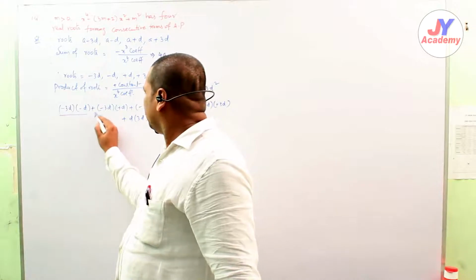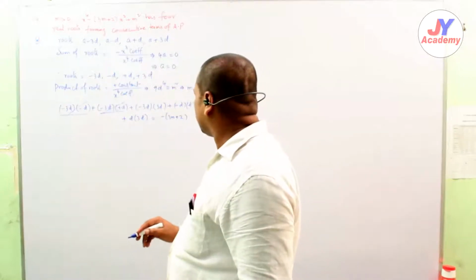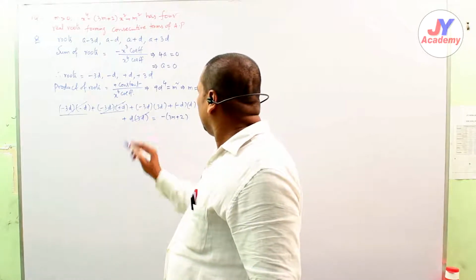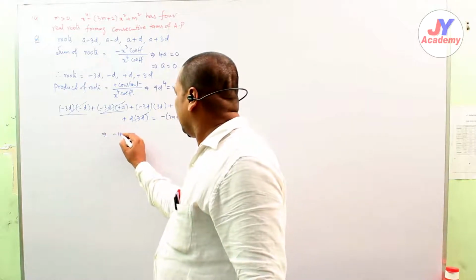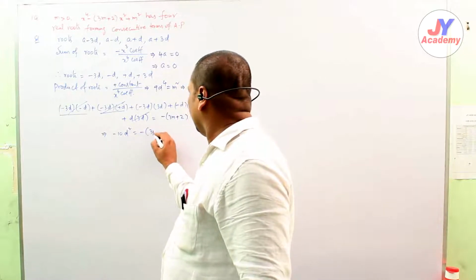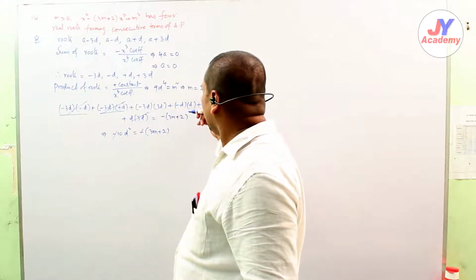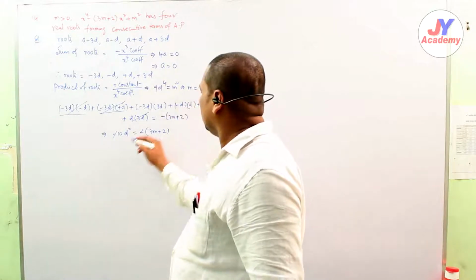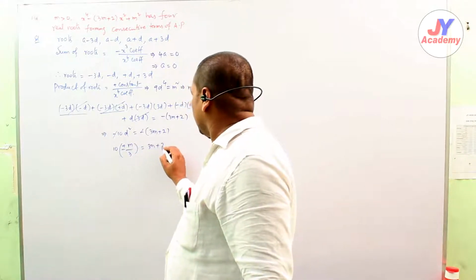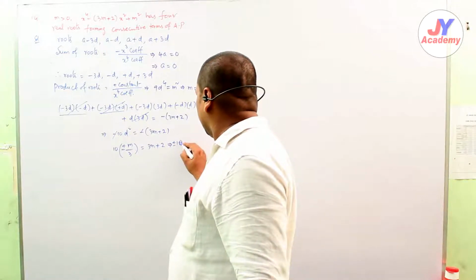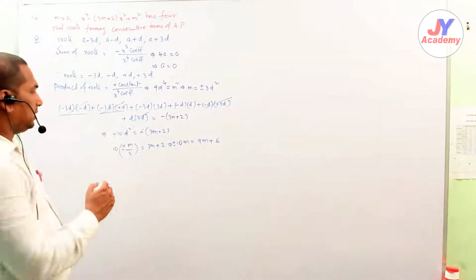What about these terms? Plus 3d square minus 3d square gets cancelled. Next, minus 3d square plus 3d square gets cancelled. Minus 9d square minus d square. That implies minus 10d square is equal to minus of 3m plus 2. What about d square? What we have to find is the m value. So d square is equal to, 10 into plus or minus m by 3 is equal to 3m plus 2. That implies plus or minus 10m is equal to 9m plus 6. So once with plus m and once with minus m.